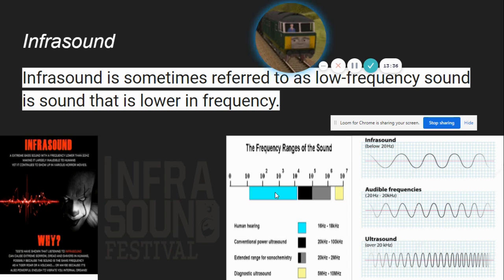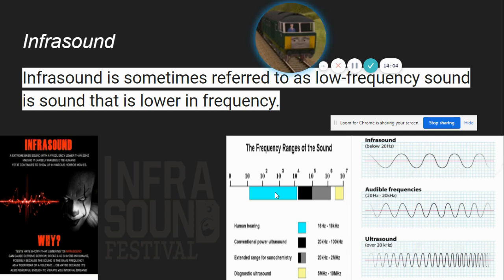All right, so the third picture represents the frequency ranges of the sound. The blue line of the human hearing is actually 16 Hz to 18 kHz. So this can remind you of those kinds of things. So yeah, this blue one is the human hearing.